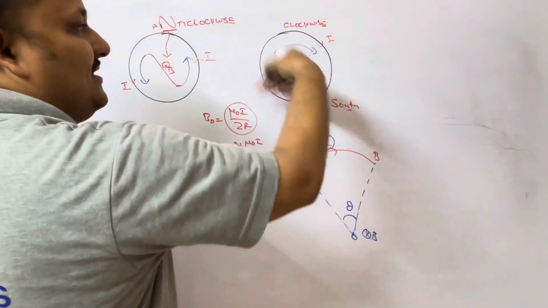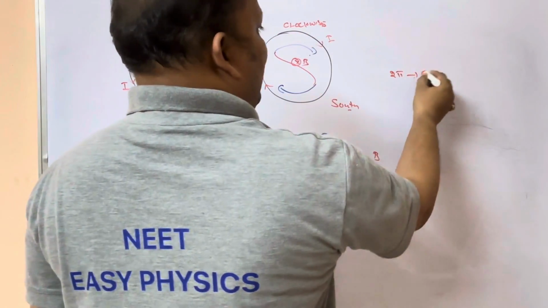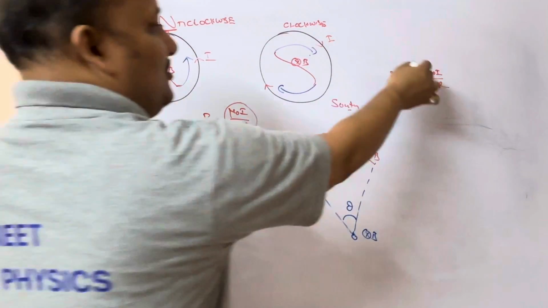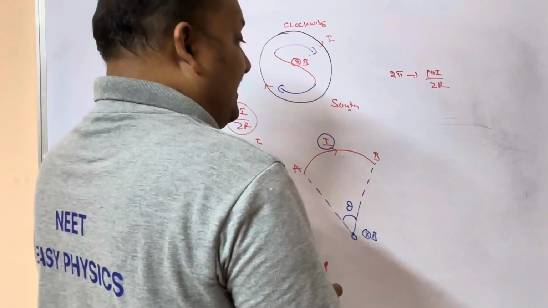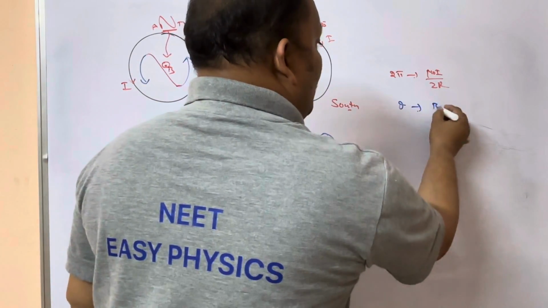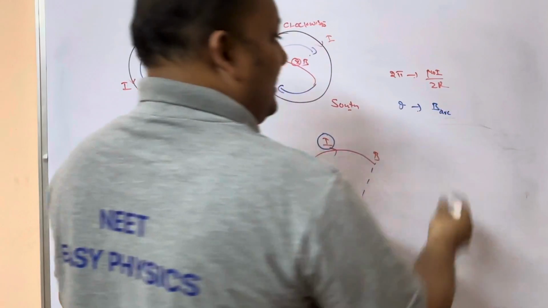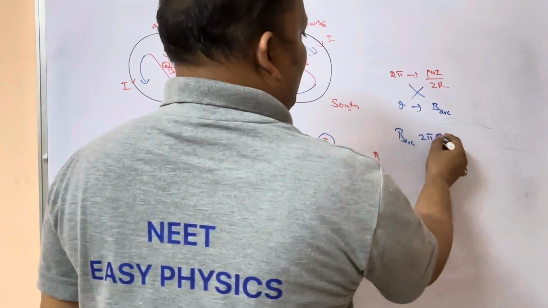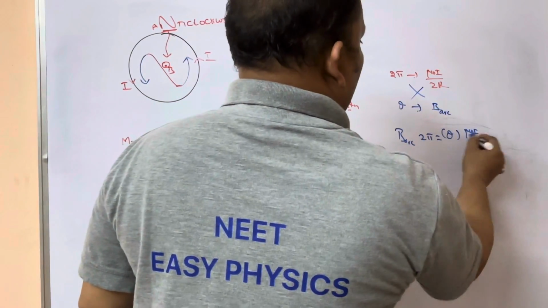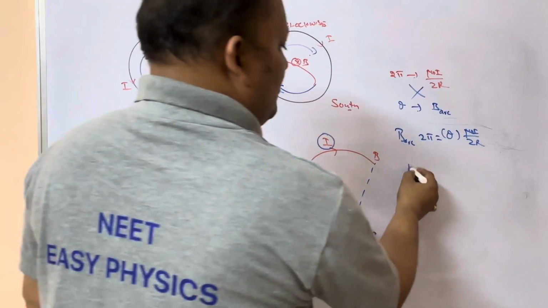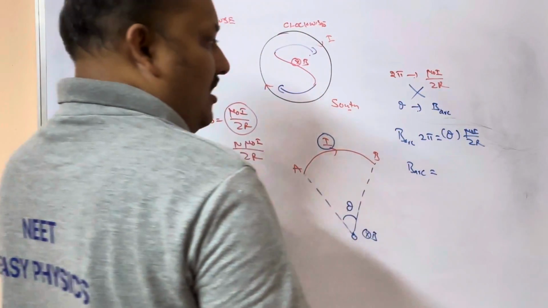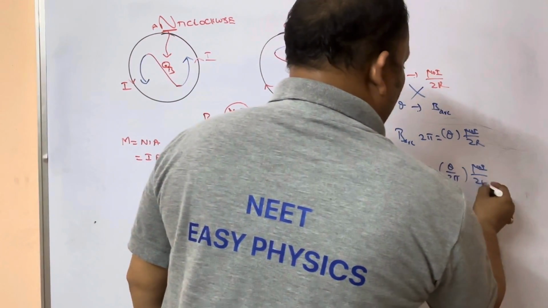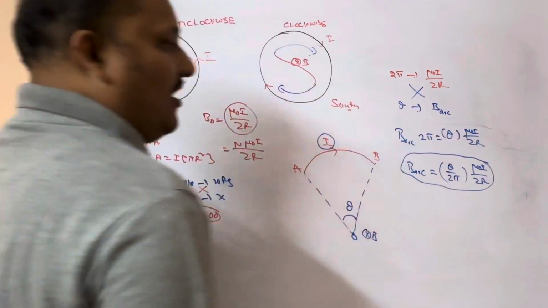Same like that for full circle. For 2 pi angle, for 1 turn I am saying, mu naught I by 2r. Then for theta angle, how much is the magnetic field due to that arc? So you can cross multiply. B due to arc into 2 pi is equal to theta into mu naught I by 2r. So B due to arc is equal to theta by 2 pi into mu naught I by 2r. This is the formula for this.